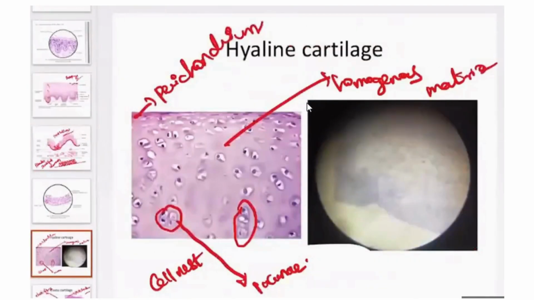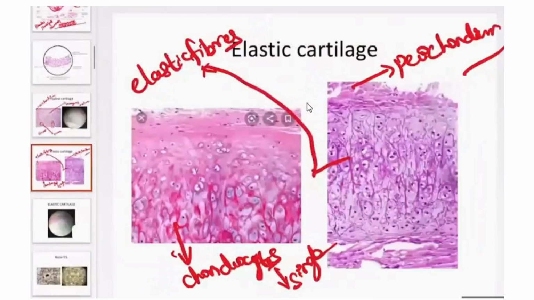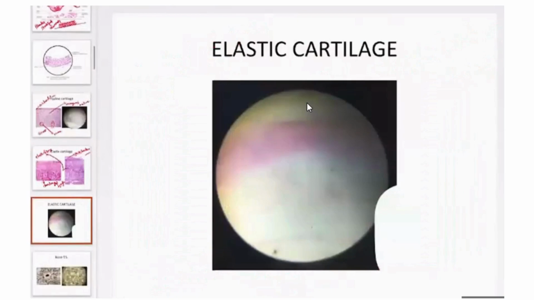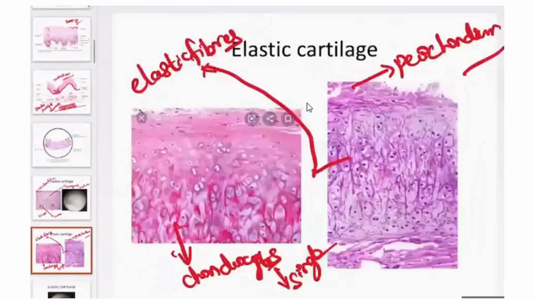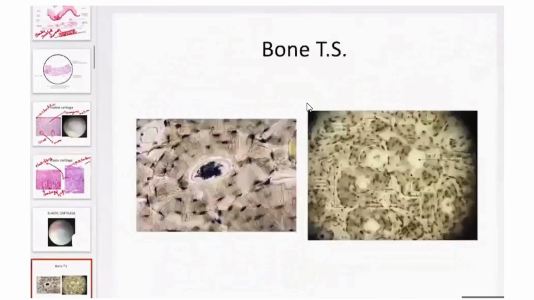Name the cartilage. Hyaline cartilage. This is elastic. One more cartilage is white fibrous cartilage, where the cells are parallel. Location: pubic symphysis. What is this?